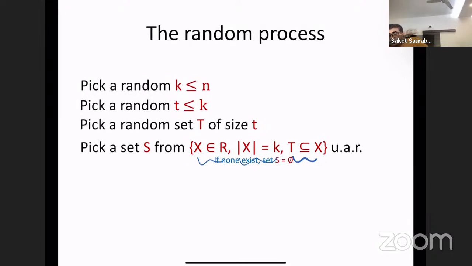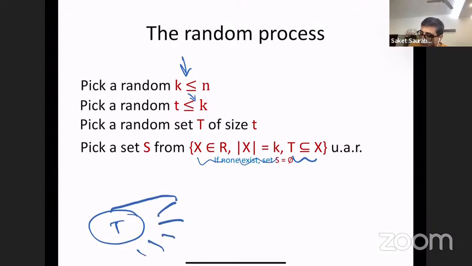So I'm going to pick a k less than or equal to n uniformly at random. Then I'm going to choose a t which is less than or equal to k, again randomly. Then I'm going to pick a set T of size t. Then I say, look, how many ways can I extend it? Let's choose one of the ways I can extend it uniformly at random. That is what it is.